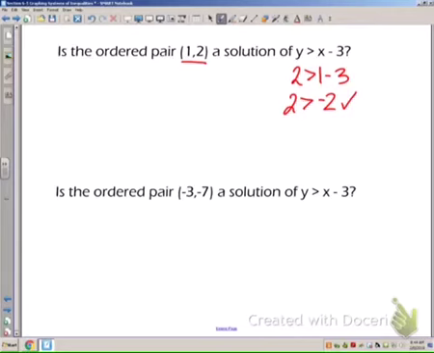Is the ordered pair (-3, -7) a solution? So let's plug it in. Is -7 greater than -3 take away 3? Is -7 greater than -6?